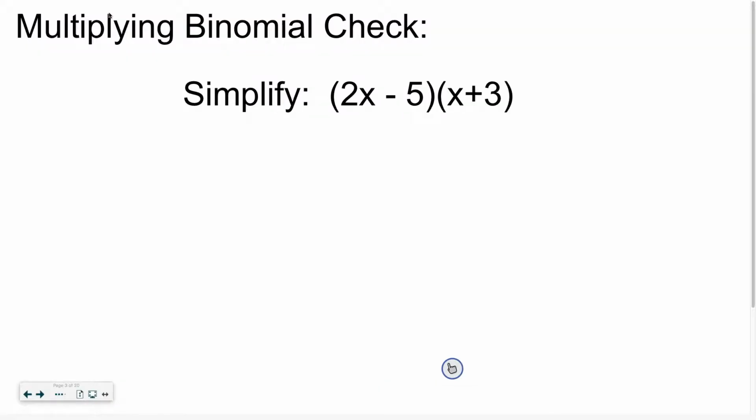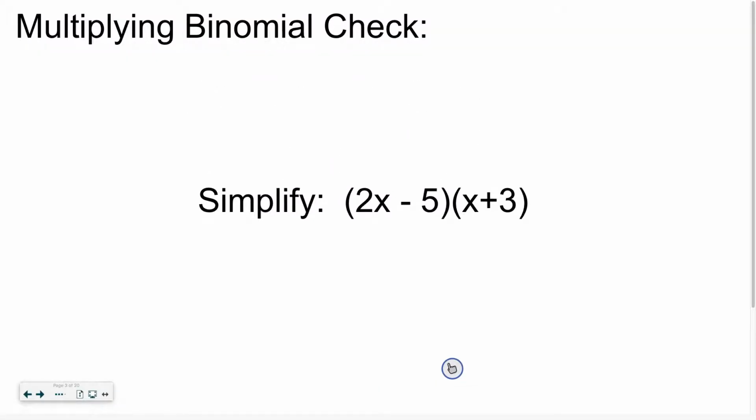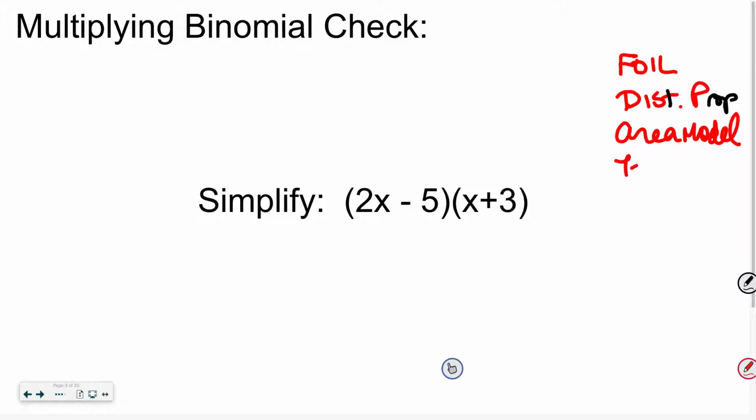Review from yesterday: if we are multiplying two binomials, how would I do that? How can I multiply these binomials? I can FOIL. Yeah, yesterday we learned we could FOIL. We could use the distributive property. We also had some visuals. We had an area model, and we had a table.